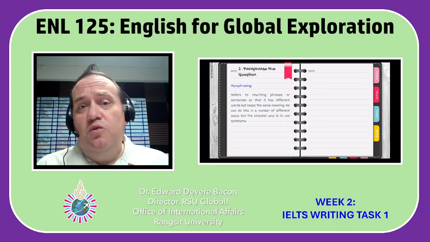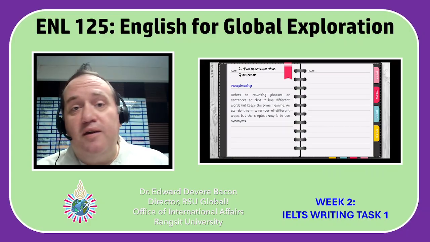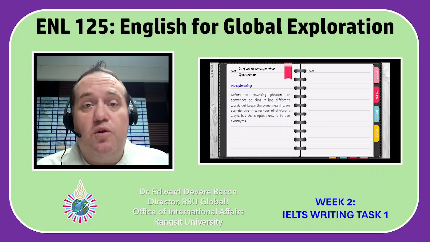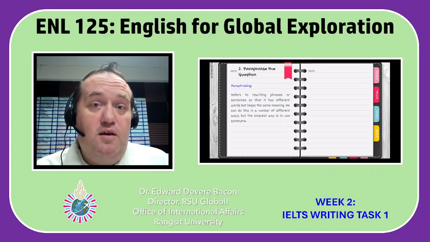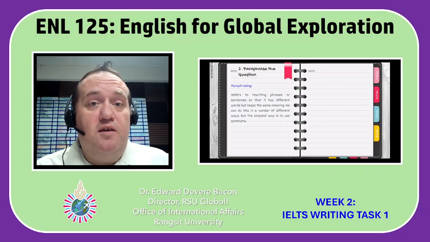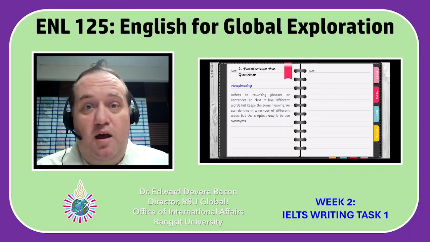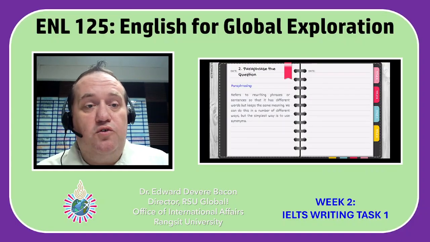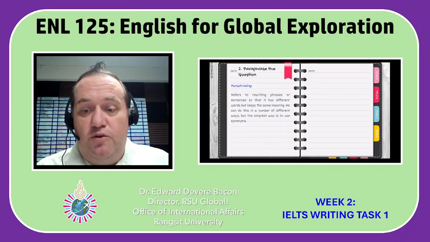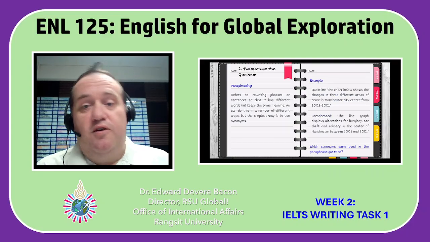What you don't want to do is copy it word for word, but what you want to do is use the same ideas. And how we do that is by using synonyms. Okay, and so you don't want to plagiarize something, but you want to paraphrase it using synonyms. Alright, so here's some more examples.